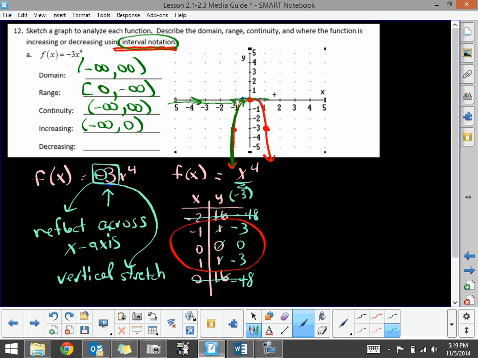Whereas our graph is decreasing from 0 to positive infinity. If I use x values from 0 over to positive infinity, our graph starts falling, so it is said to be decreasing on that interval. When we do these intervals, we never include the endpoint where the changeover occurs, so it should just be a parenthesis on the 0, not a square bracket. So there's 12a.